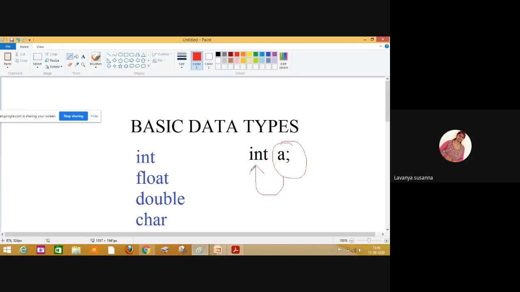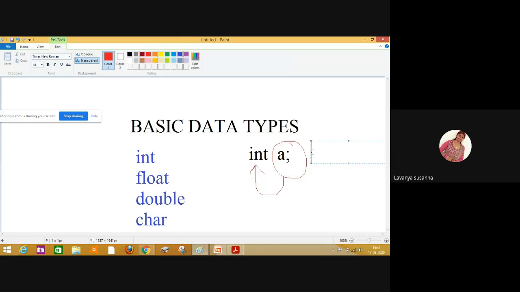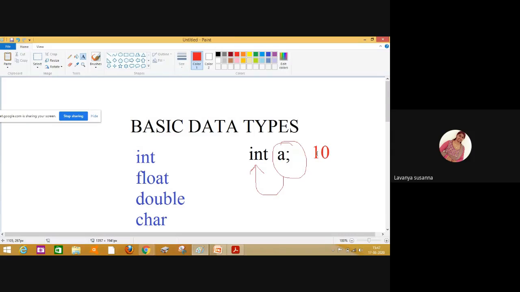Integer is a data type. What does it specify? The type of data this variable is using. Integer means all whole numbers are integers. For example, this A contains 10. So this is telling the compiler that A is a variable of type int. That means A contains a value of type integer. Here 10 is an integer. All whole numbers are integers.